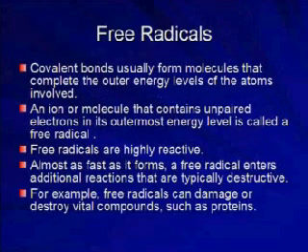Covalent bonds usually form molecules that complete the outer energy level of the atoms involved. An ion or molecule that contains unpaired electrons in its outermost energy level is called a free radical. Free radicals are highly reactive. Almost as fast as it forms, a free radical enters additional reactions that are typically destructive. For example, free radicals can damage or destroy vital compounds such as proteins.